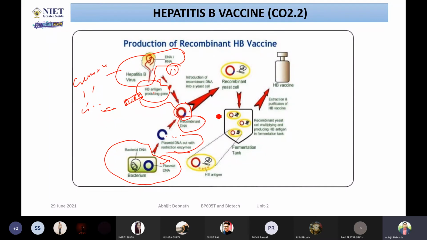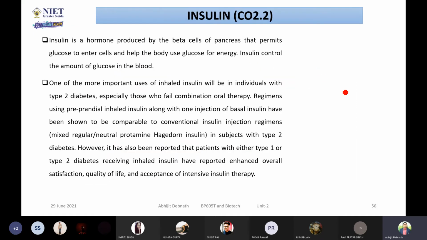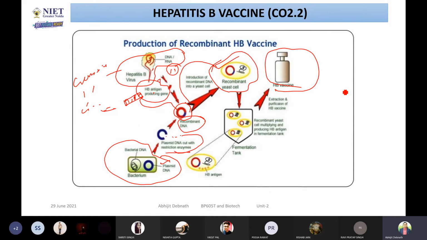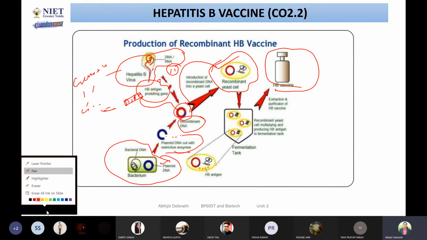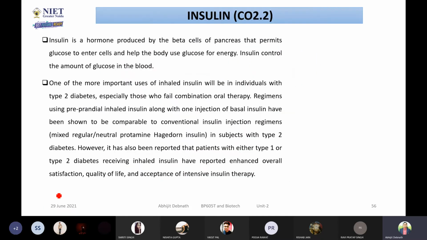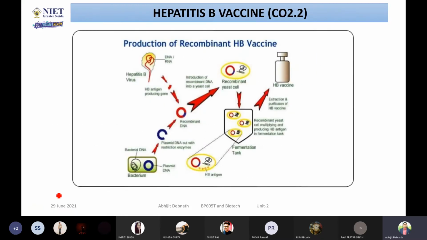It is called recombinant DNA, and you put that into a yeast cell so that you get a recombinant yeast cell. Then in a fermentation tank you do fermentation, and the yeast will produce the hepatitis B vaccine. Then you can give the vaccine to people. So this is how the hepatitis B vaccine is produced. The process is very simple, and it is completely the same in the case of interferon, the hepatitis B vaccine, and insulin. You need some gene of interest, and you need some bacterial plasmid.